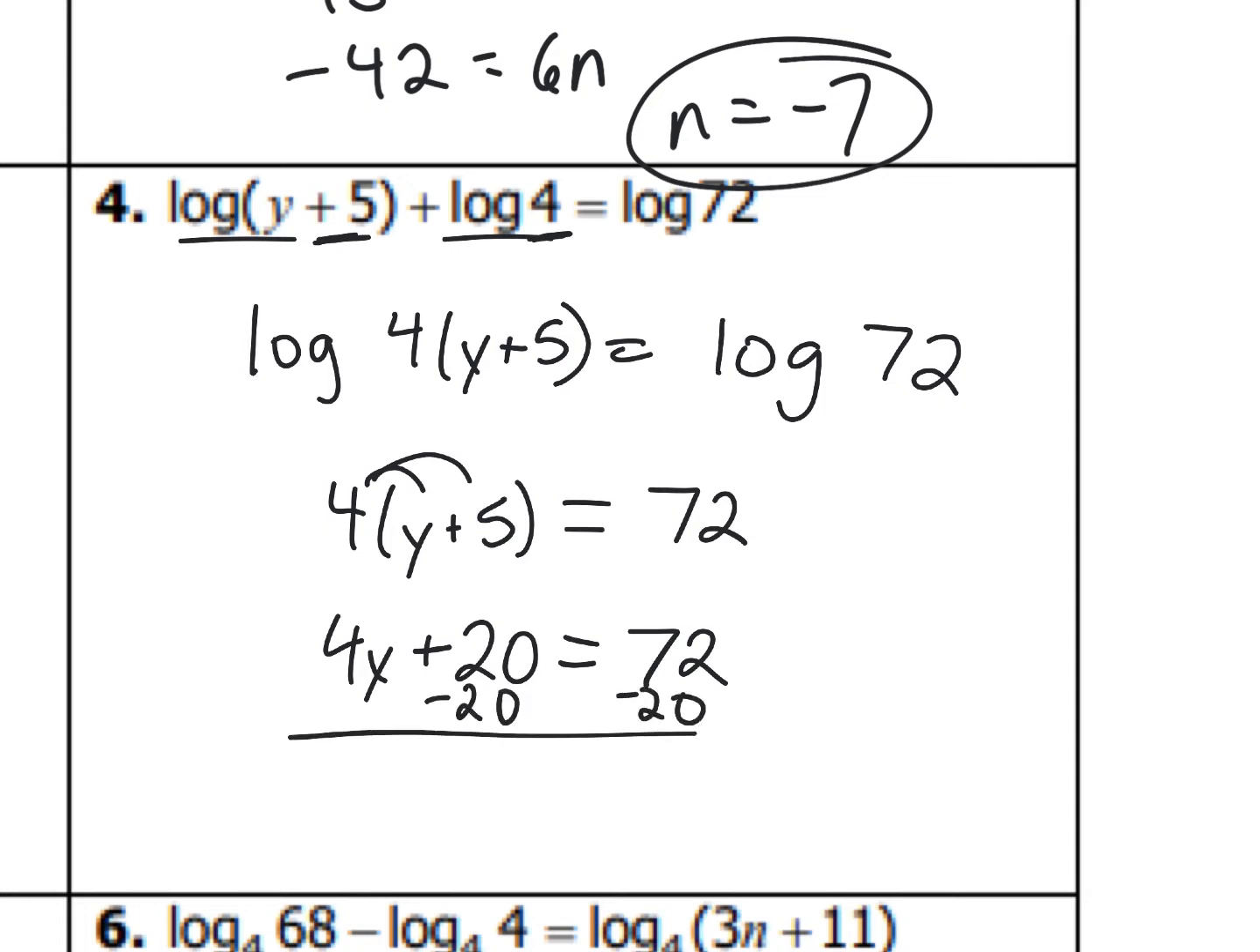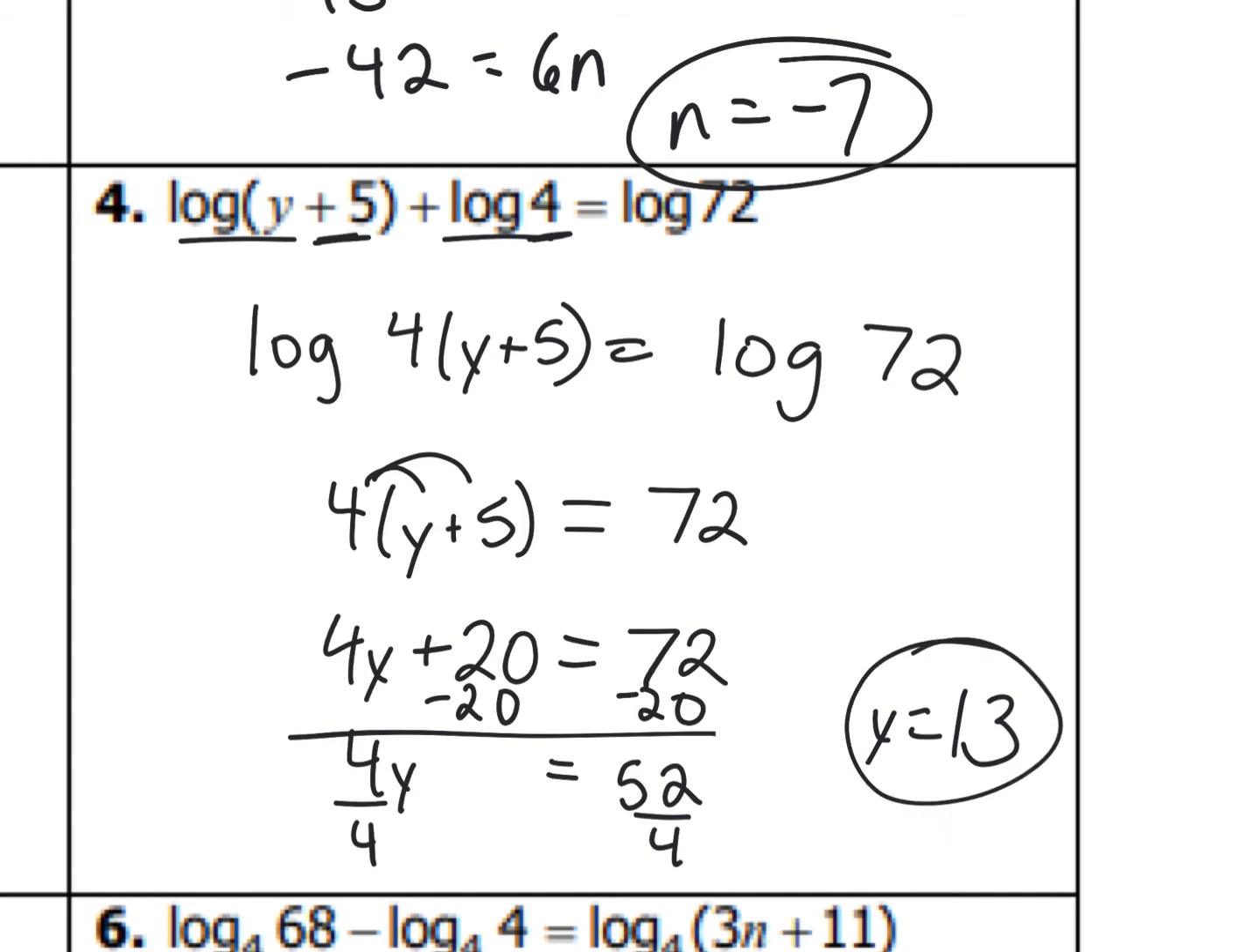Subtract the 20. 4y equals 52. Now what? Divide by 4, and 52 divided by 4 is 13. That's it. Questions on that? Not too bad, right?